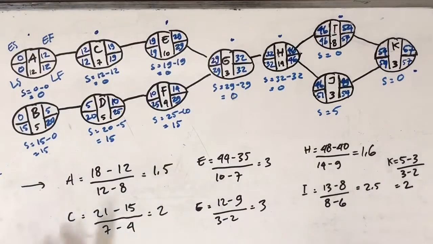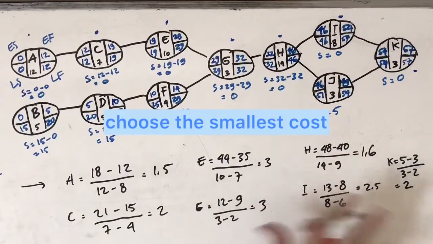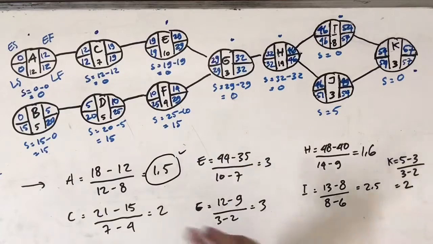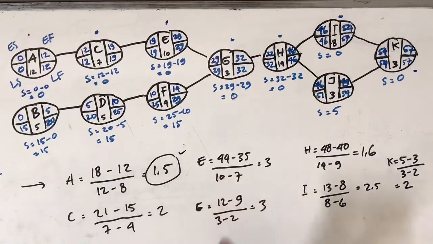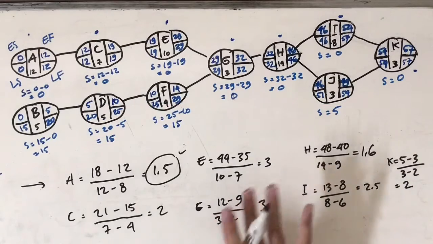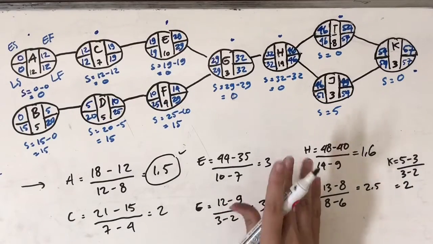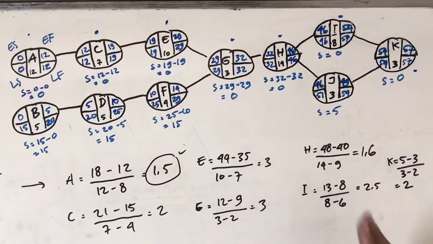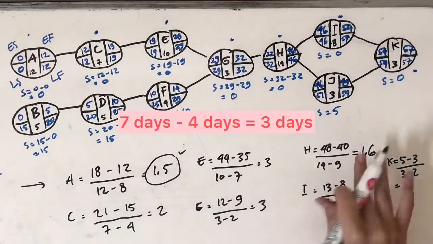After we got the crash cost per time for each activity, we choose the activity which has the lowest cost, which is A with 1.5 million. But look, activity A only has 4 days to crash. We got it from 12 days minus 8 days, or normal time minus crash time. Well, we want to complete the project 7 days sooner, and it means we have to find another activity which has the second lowest cost to fill the last 3 days.